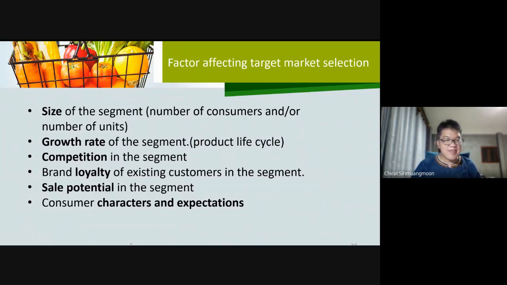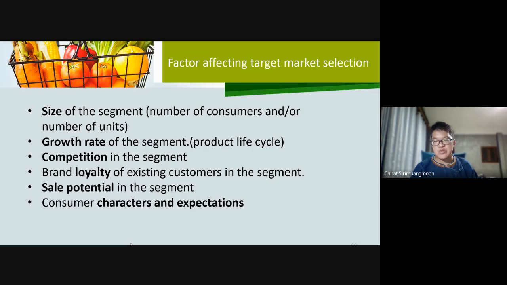For example, competition in the segment. Do you have any competitors in the same product or same segmentation? If so, please consider that you need to fight with them and how you are going to fight with them. Then brand loyalty. Make sure that you read the consumer. Do they have any brand loyalty to some product that is close to yours? If not, your product might not be sold because they have loyalty to the products already.